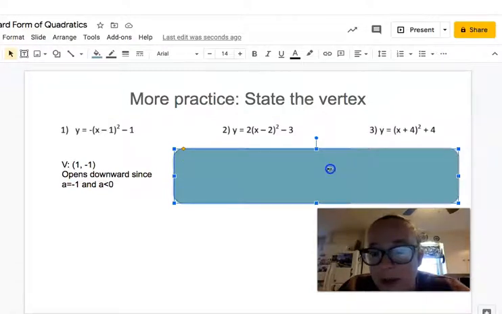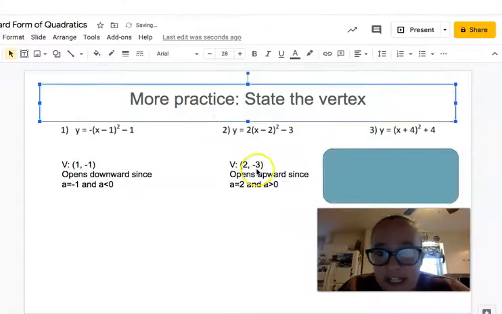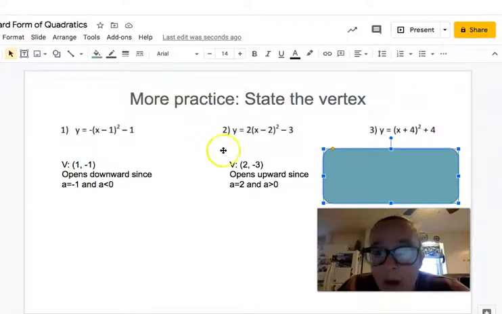What about this one, number 2? What do we get here? The vertex is (2, -3), because we set this equal to 0, we get 2, negative 3. And this one would open upwards if we graph it. And what about this last one? Oh, back to number 2, it opens upward because A is 2 and it's positive.